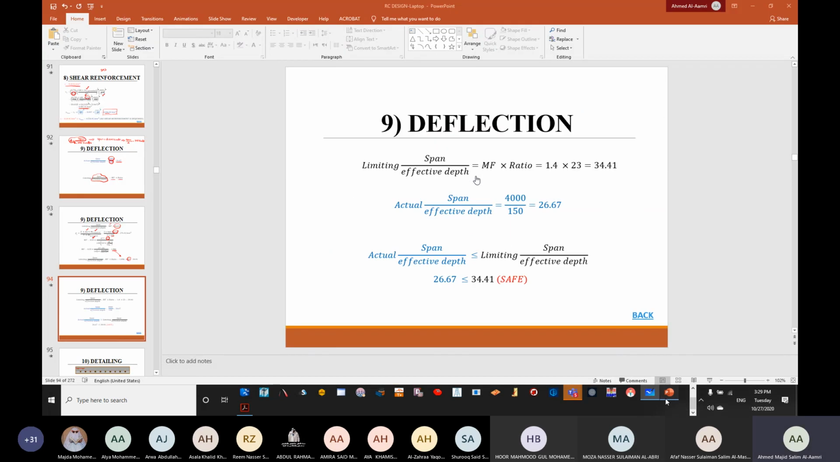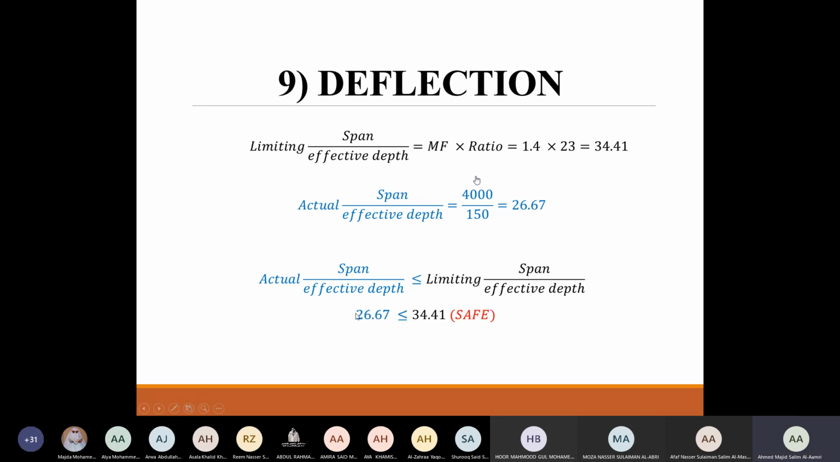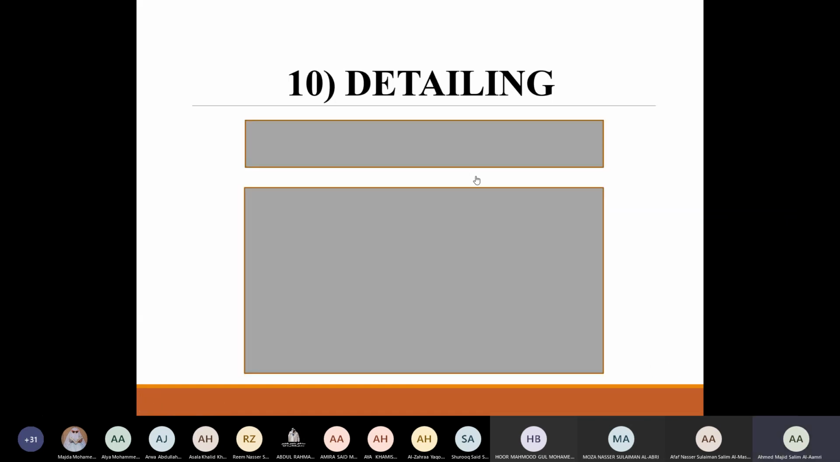Returning to our presentation, we have used the equation of 1.4 into 23. We have got the limit. So we have a limiting ratio and we have an actual deflection ratio. Which one is higher? So our actual is 26. The limiting or the maximum is 34. So we are being safe. The last thing is going to be the detailing.